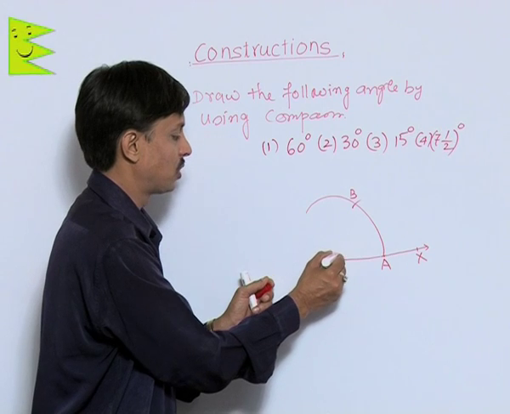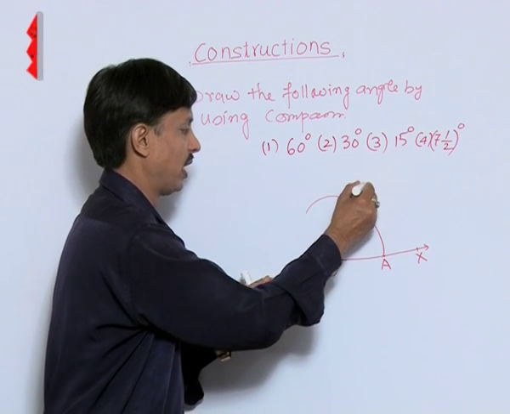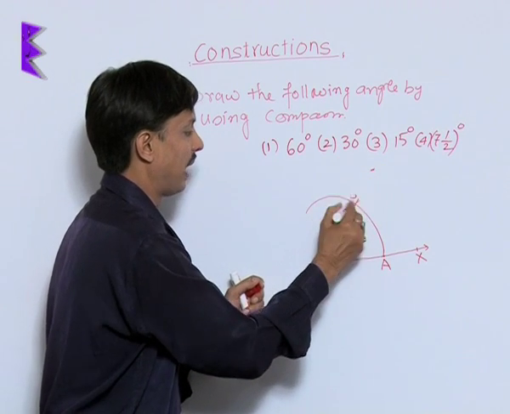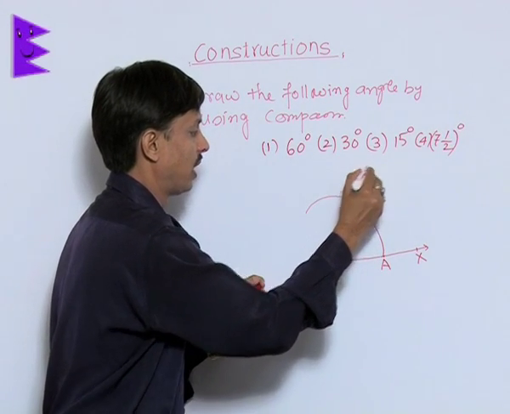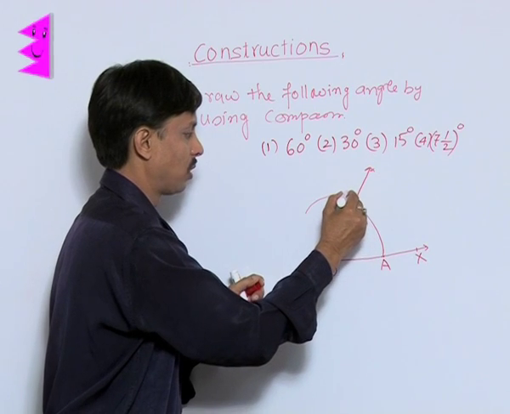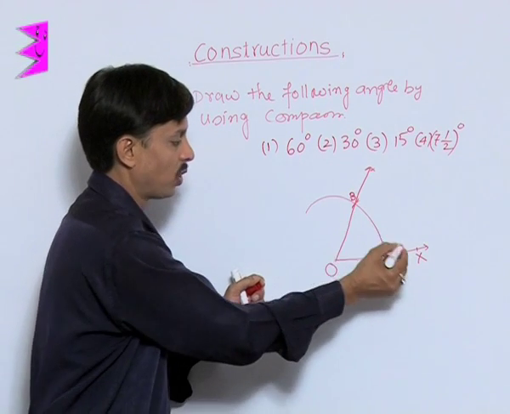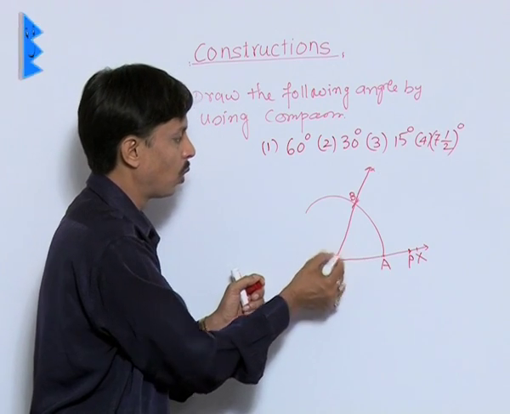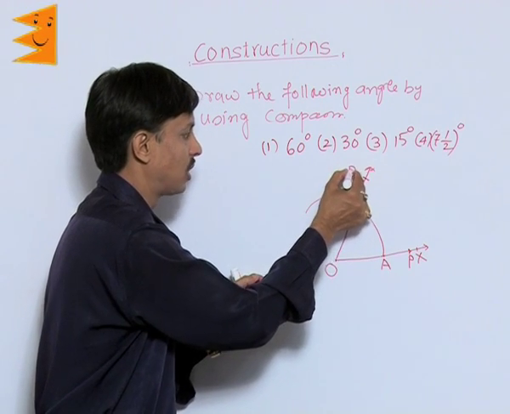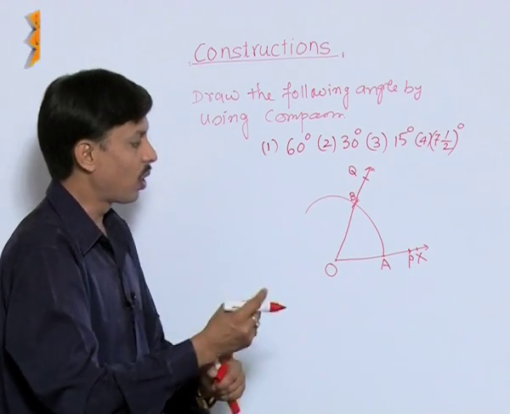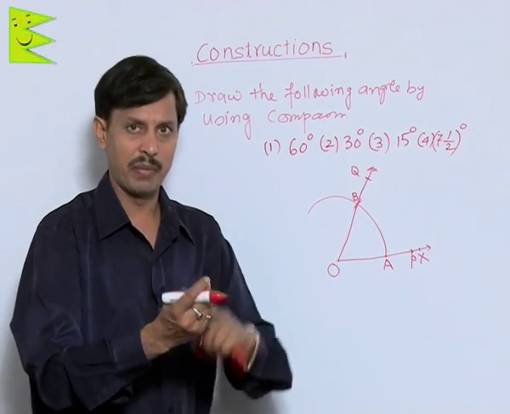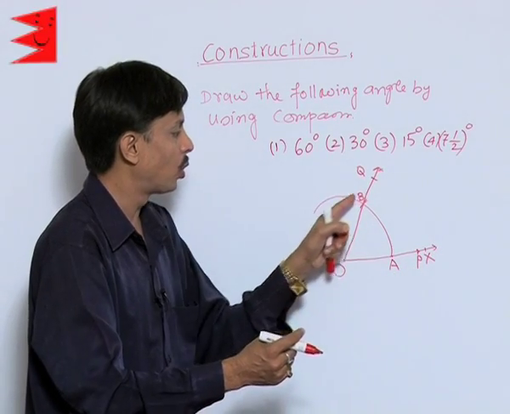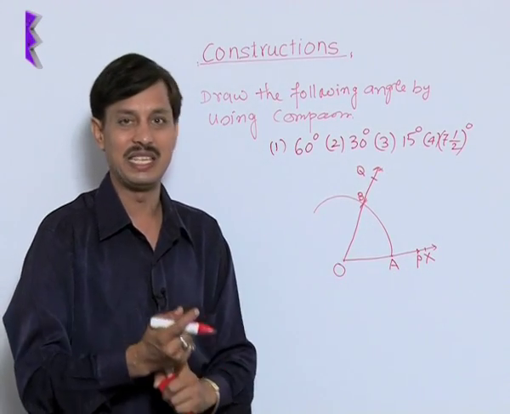With the help of the scale, you have to join OB and extend it. When we extend it, an angle is formed. Suppose I take a new point P here, this point O, and another point Q. You can observe, you can measure, you can verify that angle POQ will be 60 degrees.